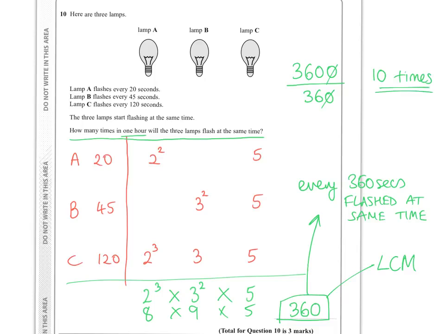Now, I think you could get away with saying that, or 11, because the 3 lamps start flashing at the same time, so that would be 1 extra time, and then after 360 seconds they do the next one, and so on for all those 10 times. So I've looked at the mark scheme. You get marks for saying 10 or 11, okay? But 10 is probably going to be the most popular answer.